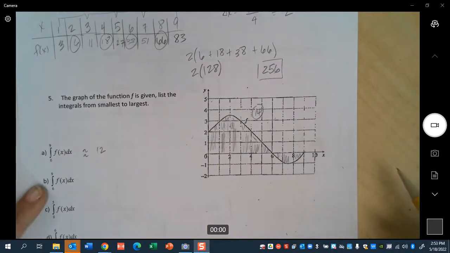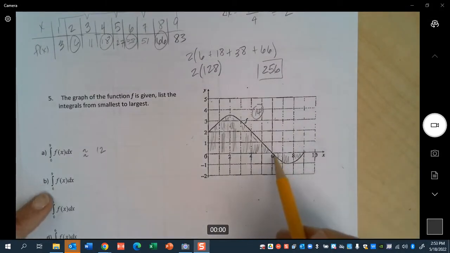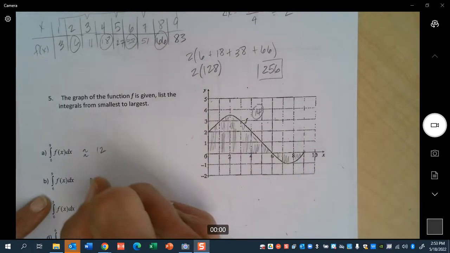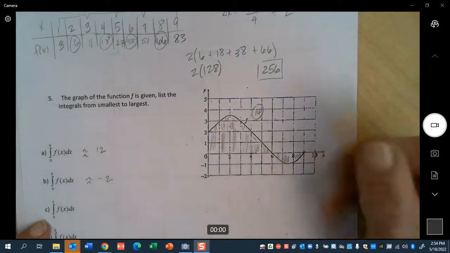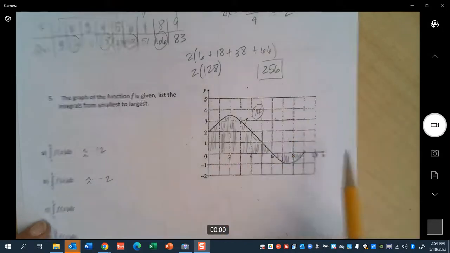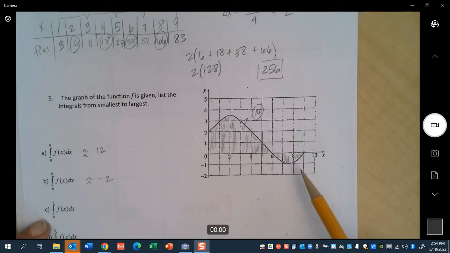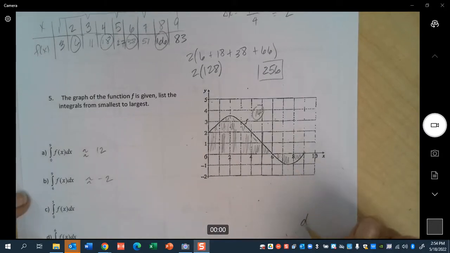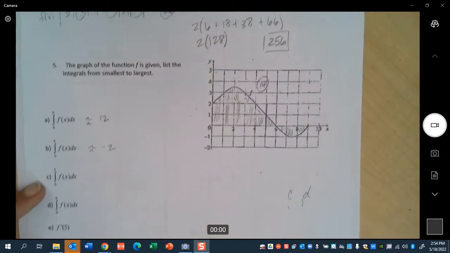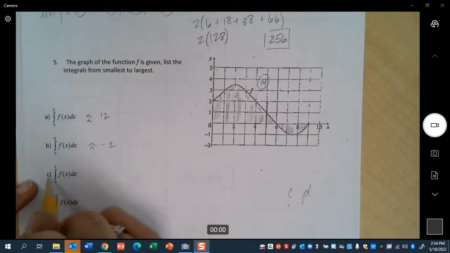All right. So from 6 to 9, looks like -2, right? 0 to 5, here's 5. 1, 2, 3, 4, 5. So I know 0 to 6 is going to be a little bit bigger. I think 0 to 6 is the biggest, right? So D is my largest, then followed by C, because this doesn't have any negatives and neither does this one.